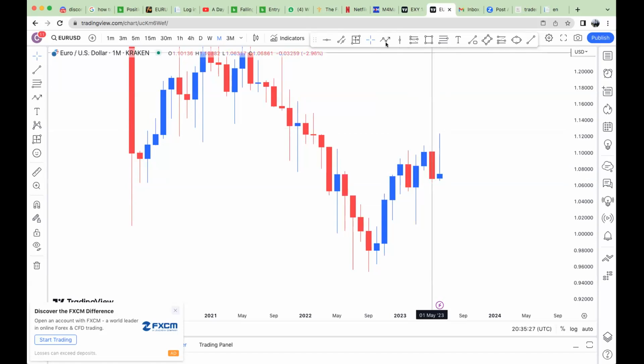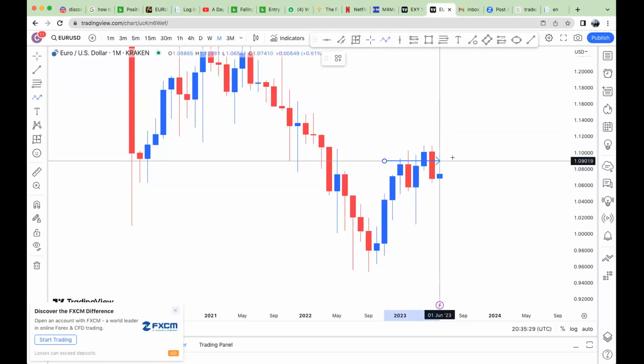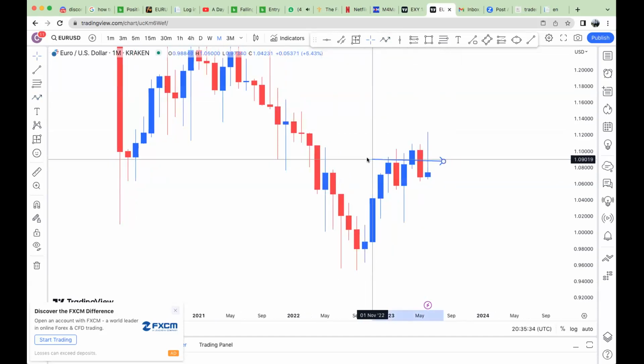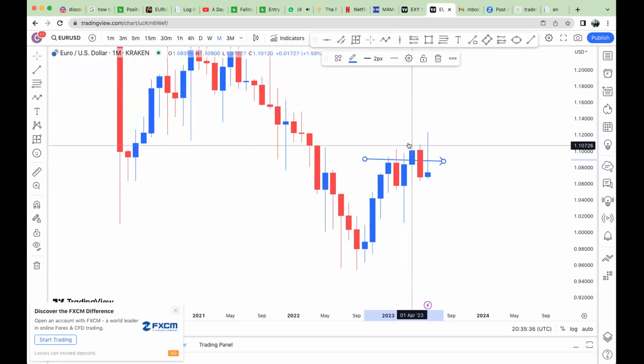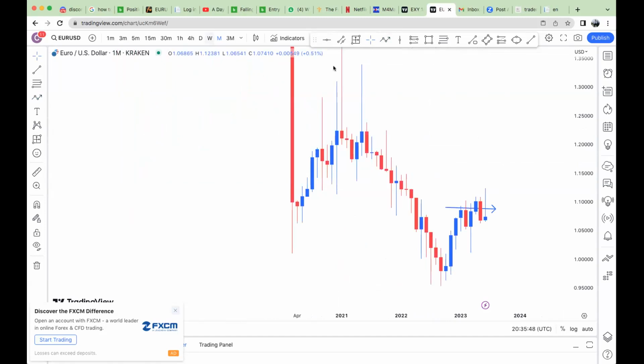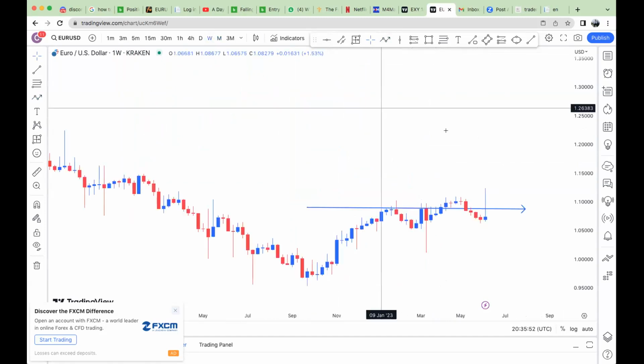So what happened? This was a resistance here. If you look at a lower time frame, you'll see that there was a resistance here. This market broke this resistance, right? This is break, retest, going in an upward direction. So if you come on a weekly time frame, you can see it very clearly.